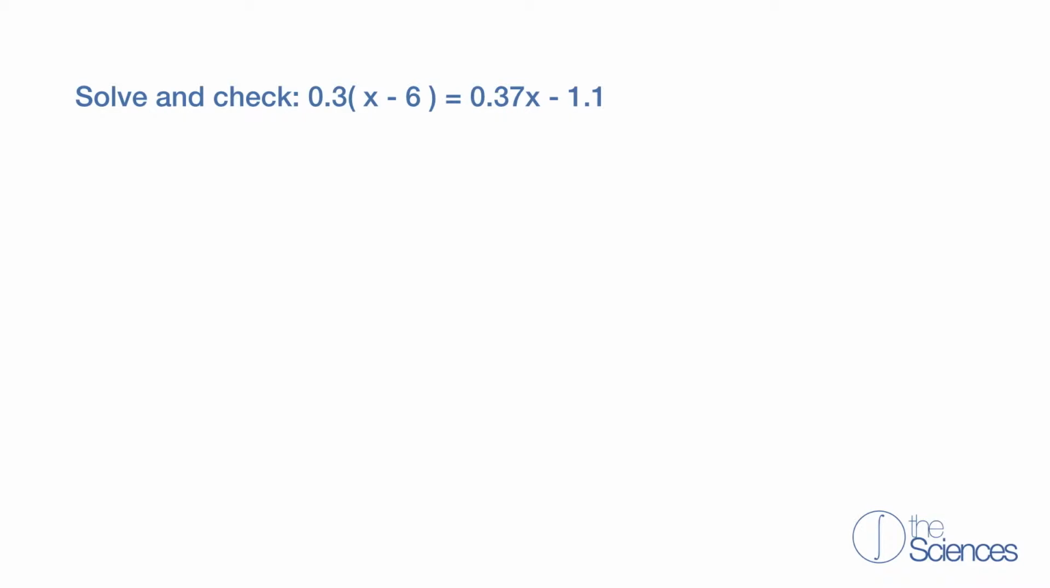Solve and check 0.3 times x minus 6 equals 0.37x minus 1.1. So here we have 0.3 times x minus 6 equals 0.37x minus 1.1. So the first thing we're going to do is distribute our 0.3 to x and 0.3 to 6.